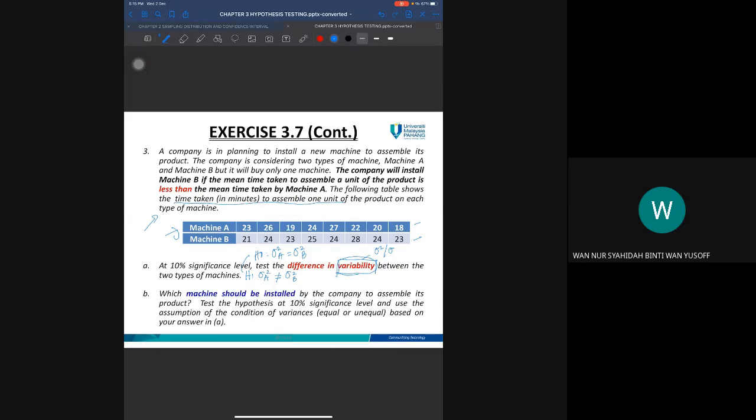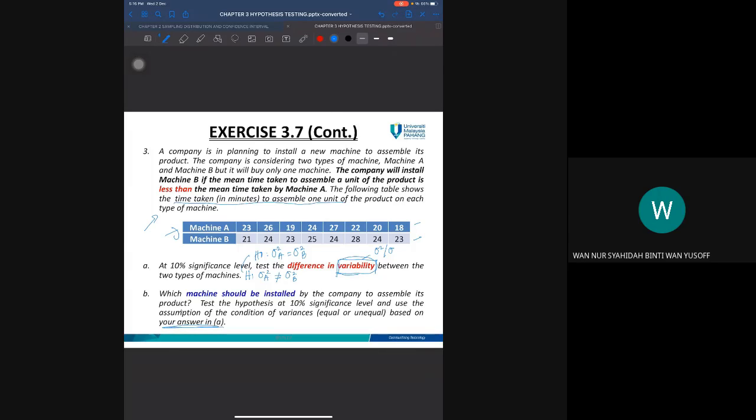Okay, for part B, here I want to explain why A and B are related to each other. You cannot answer B without answering A. Which machine should be installed by the company to assemble its product? Test the hypothesis at 10% significance level and use the assumption of the condition of the variance, equal or unequal, based on your answer in A.